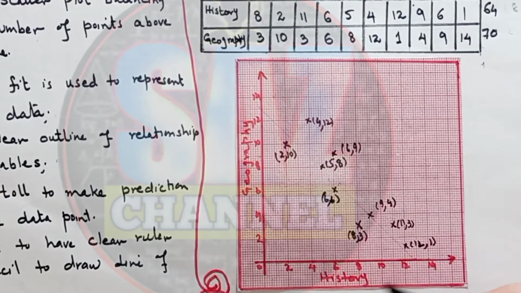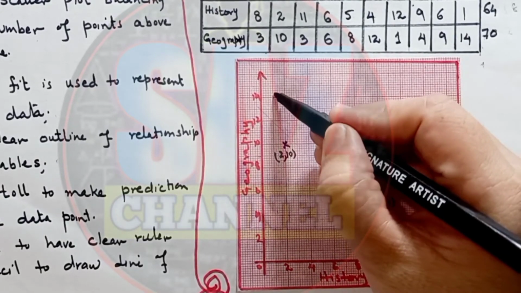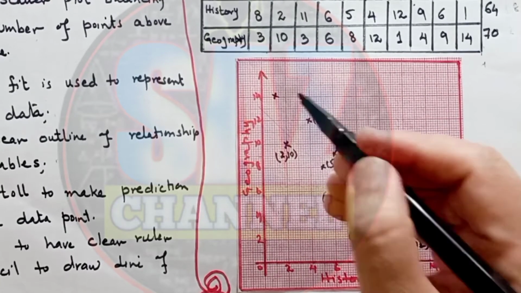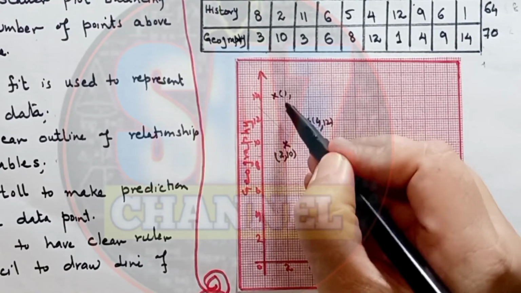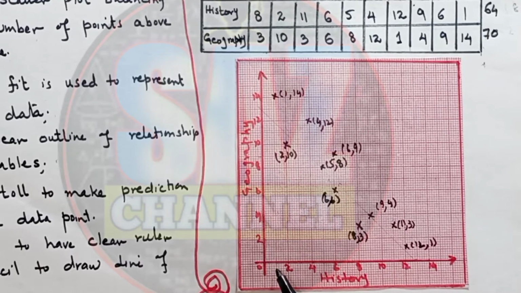1 with 14. Now we have plotted all of the points in the form of ordered pairs. Now this is the scatter plot, and then we have to mark the mean point as well, that is 6.4. Now look, 5 blocks are representing 1.